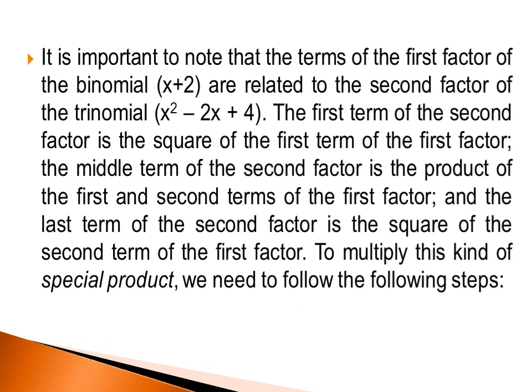It is important to note that the terms of the first factor, the binomial x plus 2, are related to the second factor, the trinomial x squared minus 2x plus 4. The first term of the second factor is the square of the first term of the first factor. The middle term of the second factor is the product of the first and second terms of the first factor, and the last term of the second factor is the square of the second term of the first factor. To multiply this kind of special product, we need to follow the following.